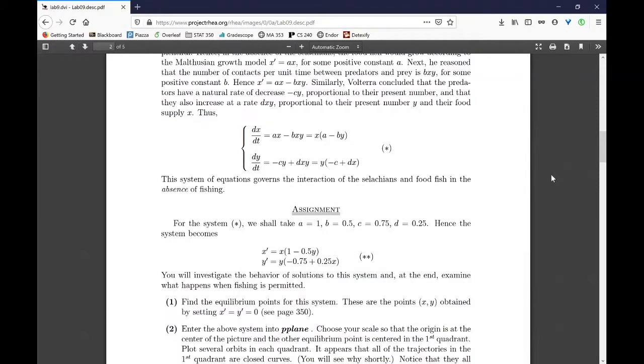We're going to start off by examining a particular set of systems of equations with these values substituted in. Question 1 asks us to find the equilibrium points for this system, and these are the points obtained by setting x prime equal to y prime equal to 0. This should be pretty easy to do.